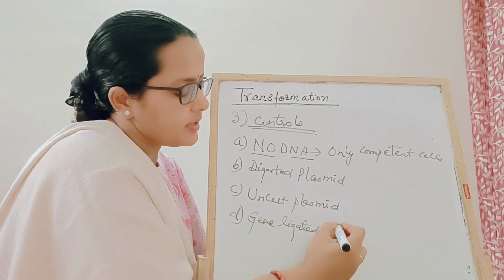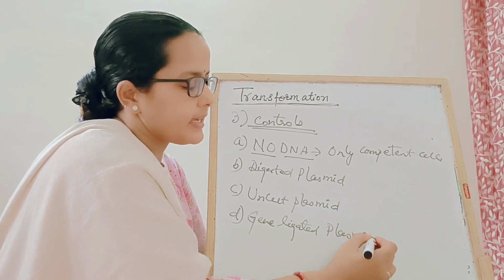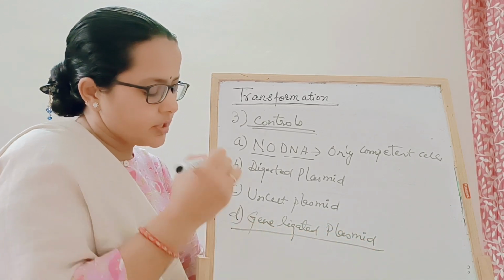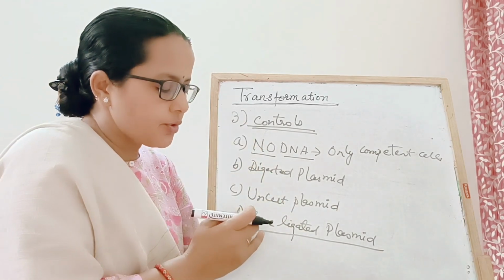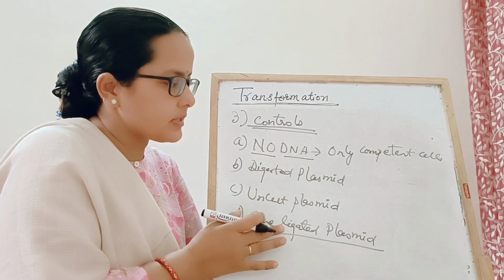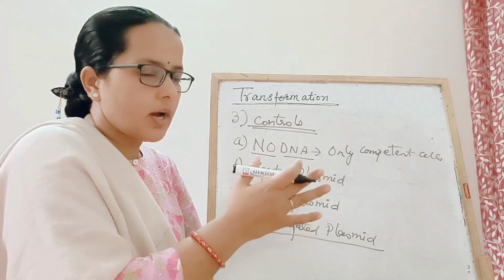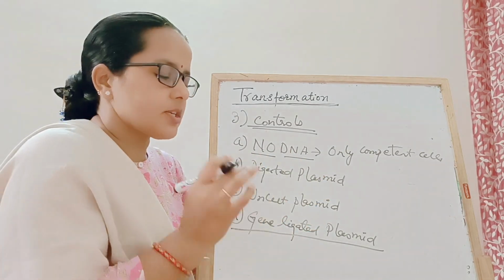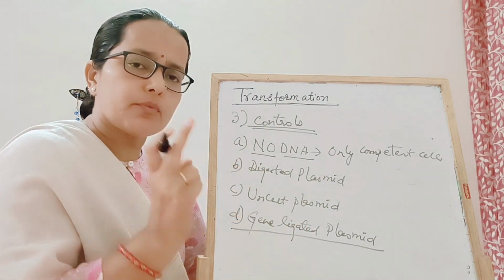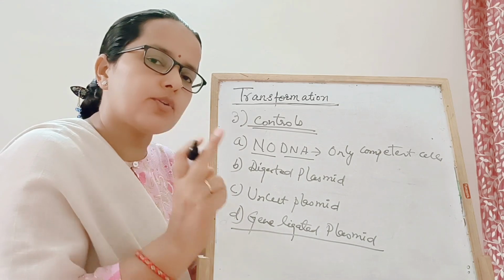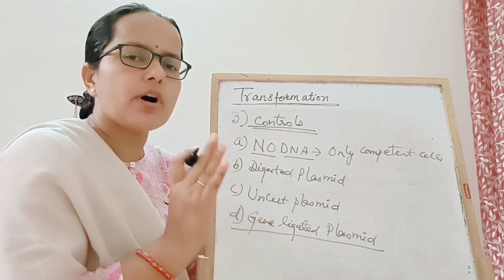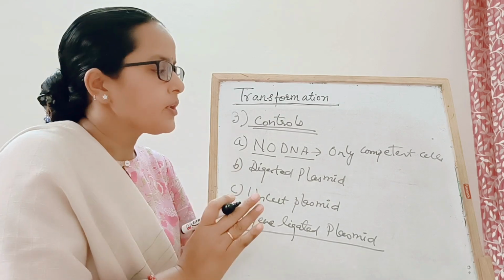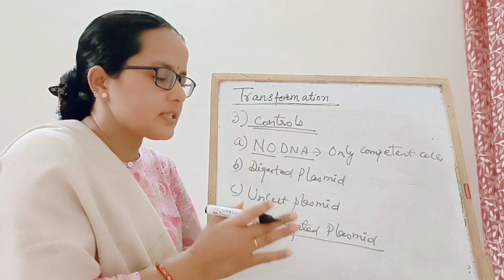You have the gene ligated plasmid, in which your gene of interest is ligated, and now you have to transform that plasmid. So all three controls along with your gene of interest, all four conditions, four vials you have to keep for the transformation. Whenever you are working with either the calcium chloride method or electroporation method or any other transformation step, you should have all these controls.